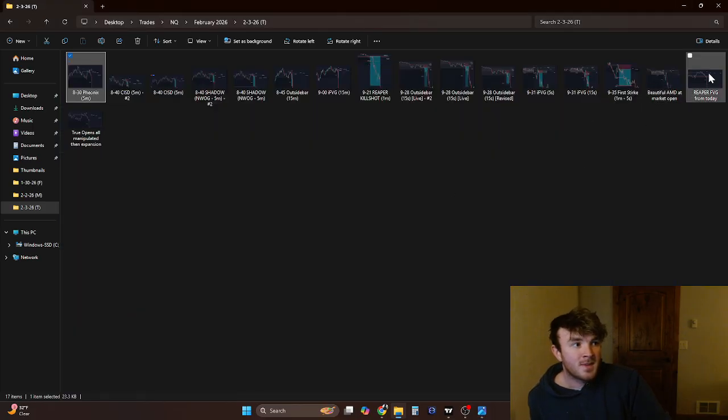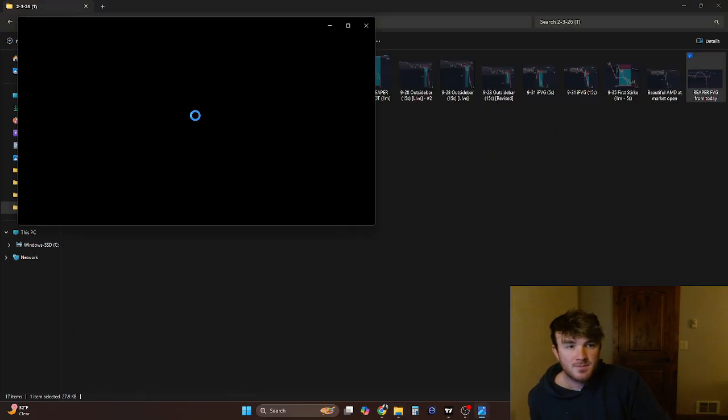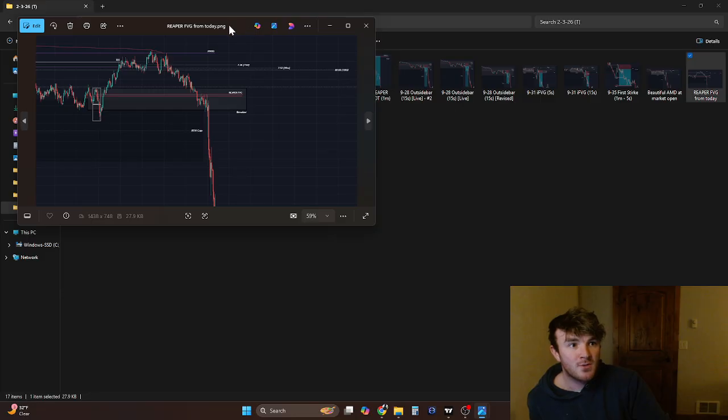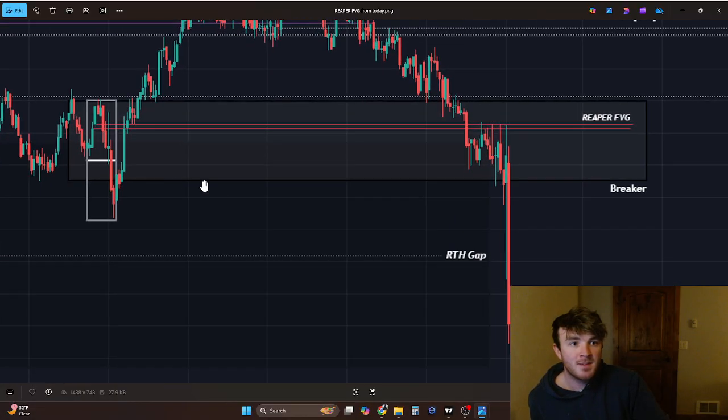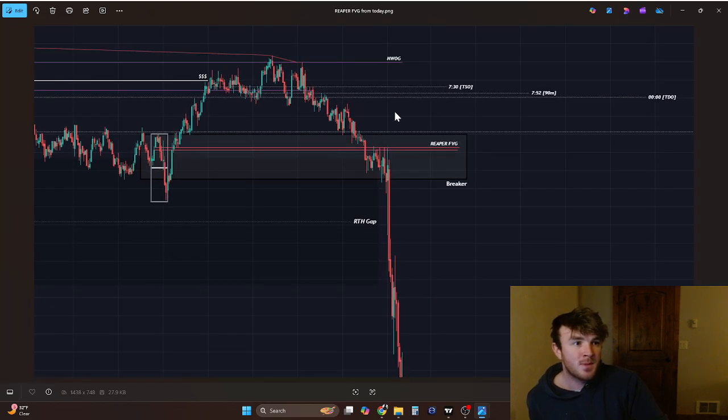Okay, now let's talk about this Reaper gap. So this was a super tricky Reaper fair value gap because I don't think, honestly, even if you understand what the Reaper gap is, most people would spot this because it's a very, very tricky one.